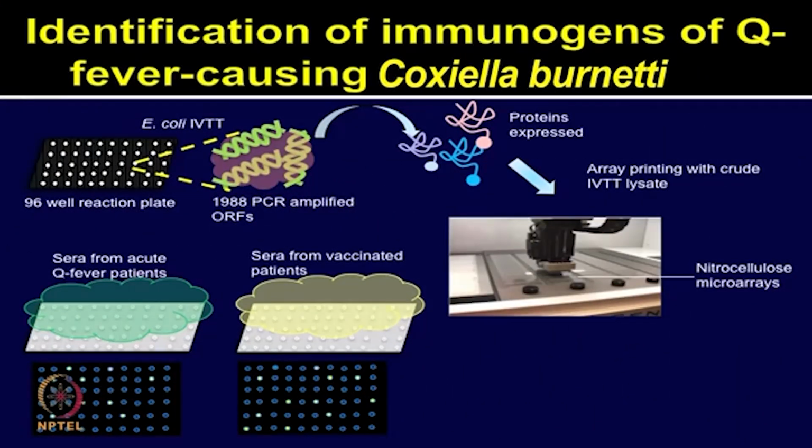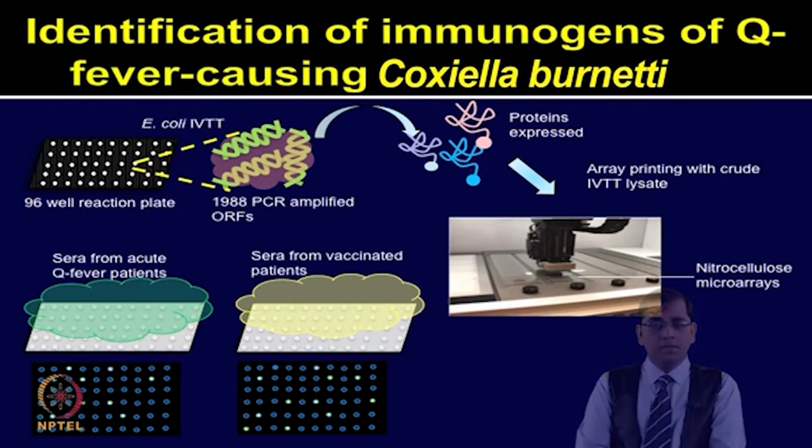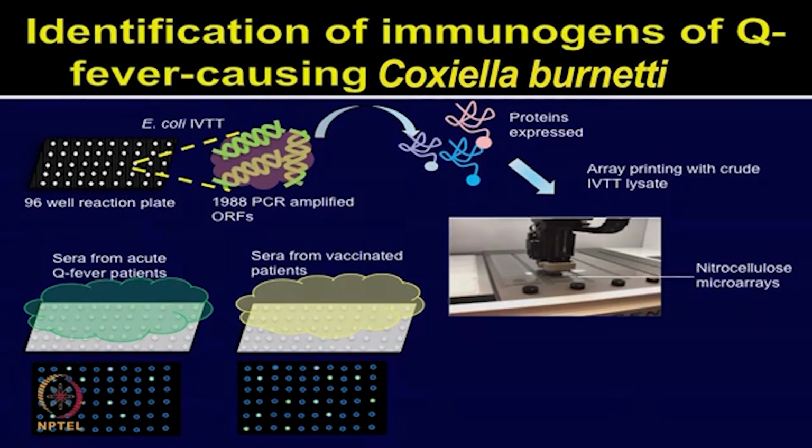In this study, the authors used Coxiella burnetii protein microarrays to identify immunodominant antigens. Almost 2000 open reading frames, or ORFs, were generated by using the cell-free expression based approach, the E. coli in vitro transcription translation system, and then employed this protein microarray platform for identifying the immunodominant antigens. Some of the steps involved in this experiment will be discussed in the following animation.